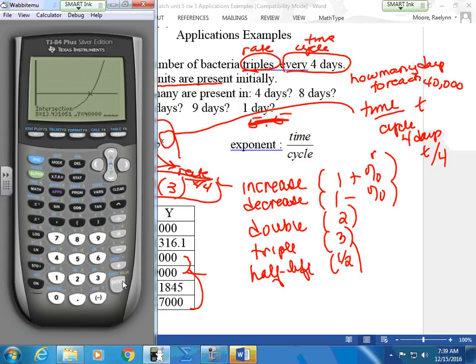Okay, so tell me, what is my x? How many days to reach 100,000? 100,000 units of bacteria? That's disgusting. How many days to reach 100,000 units of bacteria? A lot of bacteria.